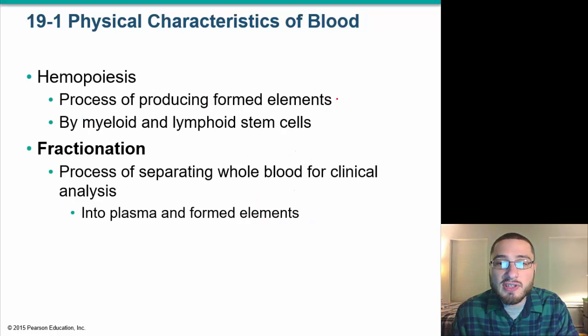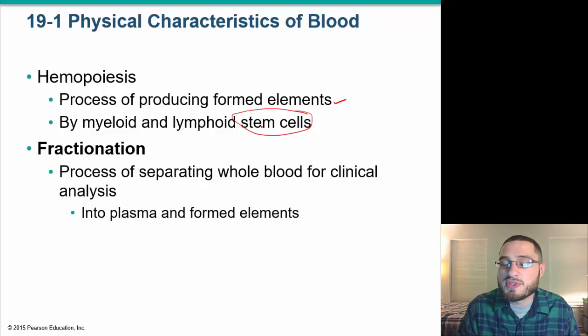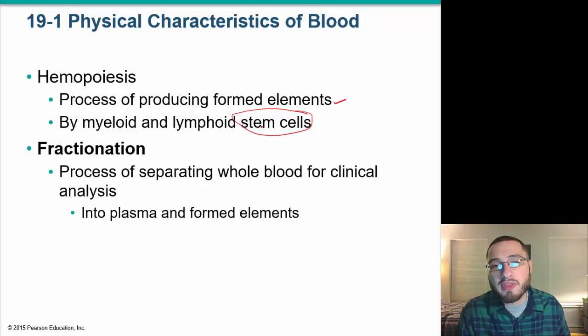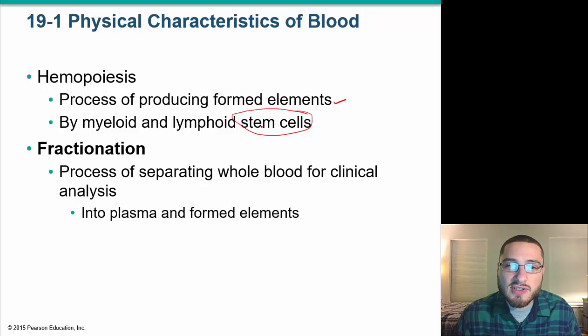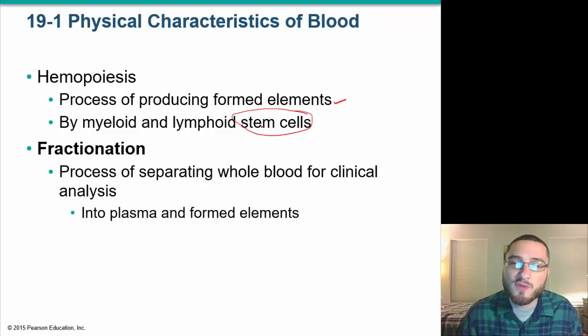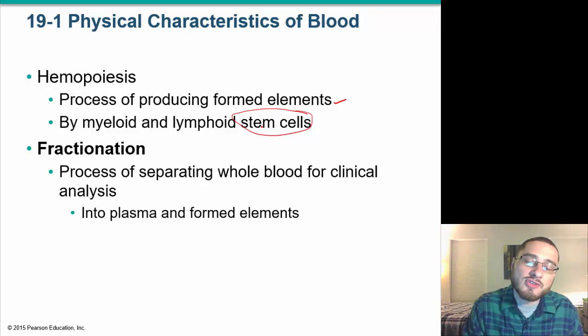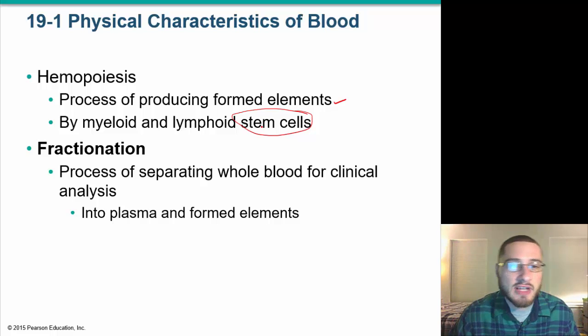Hemopoiesis is the process of producing these cells, or these formed elements, by myeloid and lymphoid stem cells. If you hear about stem cells, they are the cells before they become a specific type of cell. You hear about the research where they're trying to learn about stem cells so that we can implant them into people that need new tissues. And these types of stem cells, these myeloid and lymphoid stem cells, are the precursors to these formed elements. They're the cells that are going to eventually create the red blood cells, the white blood cells, and the platelets.